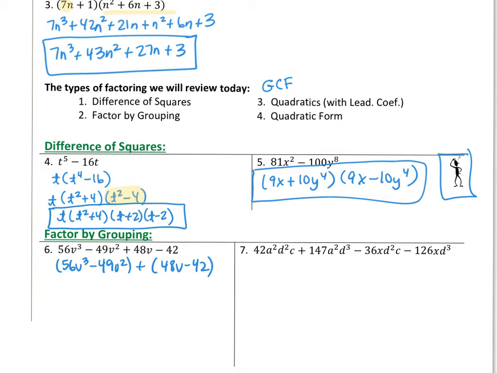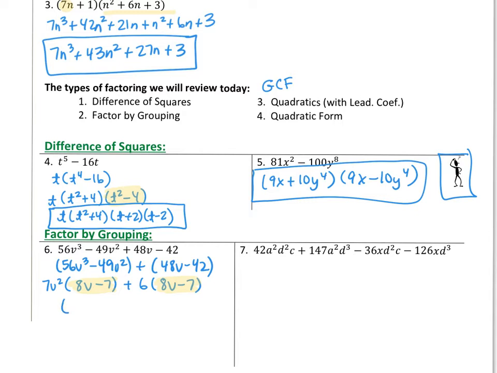So let's see, 56v^3 - 49v^2. They both have a 7v^2 in common. So this would leave me 8v - 7. Here I could take out, let's see, I could take out a 6, right? If I take out a 6, it gives me 8v - 7. And one thing I want to point out, you see how this parentheses and this parentheses match? They have to. If they don't match, you can't actually use factor by grouping.